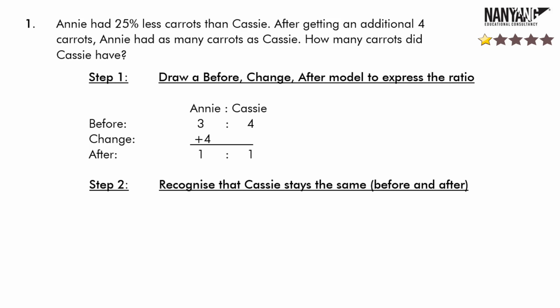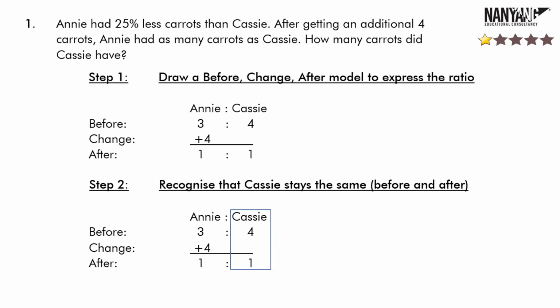For step 2, we have to recognize that Cassie remains the same for before and after in the entire question. So we should make sure that Cassie's 4 parts before and 1 part after is equivalent. How do we do that? We should multiply the after row by 4 times, so that Cassie will have 4 units of carrots for the entire question. With that, our new after ratio is 4:4.